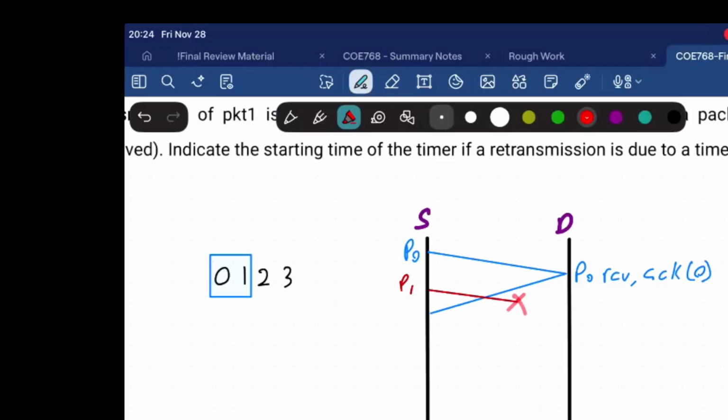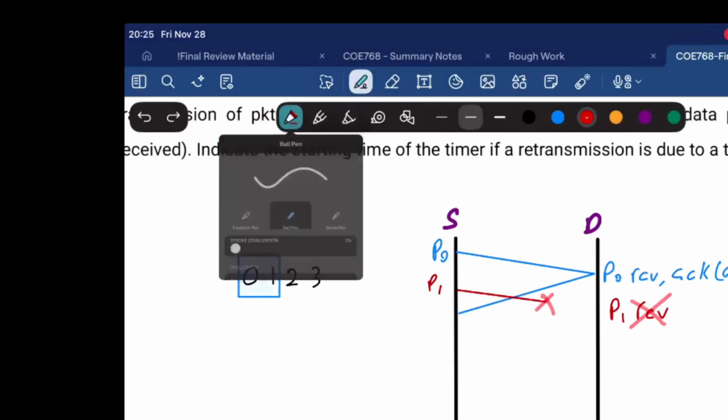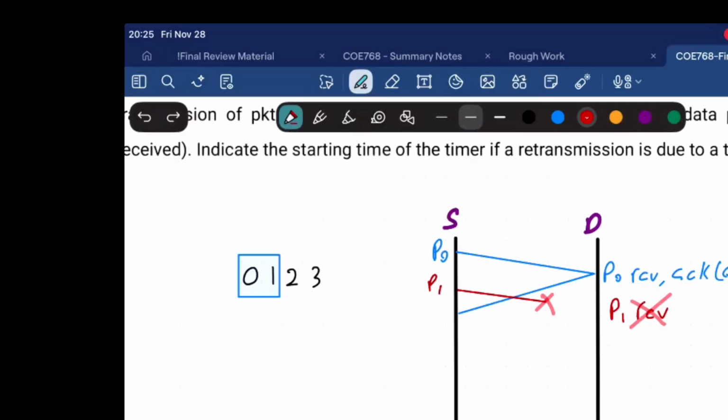The packet gets dropped. There's a collision. Something happens, and the receiver or the destination does not receive this. So therefore, we can say that P1 has not been received yet. And so as of now, the sender doesn't know that P1 has not been received because it only had gotten the information of P0. I mean, it's about to get that. It's gonna wait for some time before it figures out that P1 is lost.